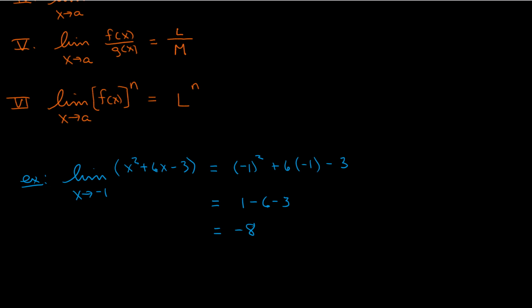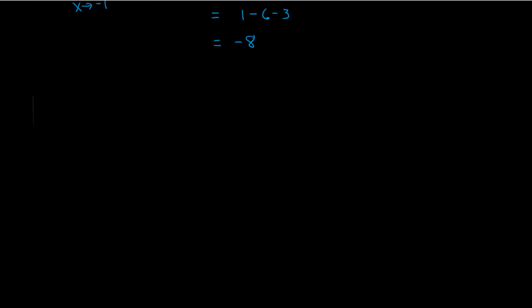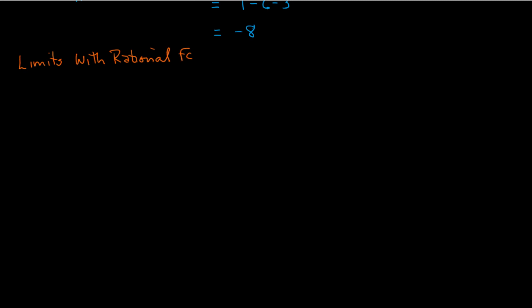With these 6 properties in mind, let's move into something a little more advanced. Let's take a look at evaluating limits with rational functions. Okay, so we're going to look at limits with rational functions. Now, at its very basis, every polynomial is, by definition, a rational function.